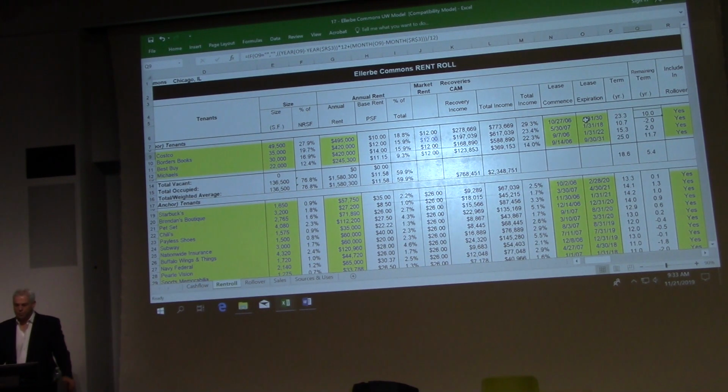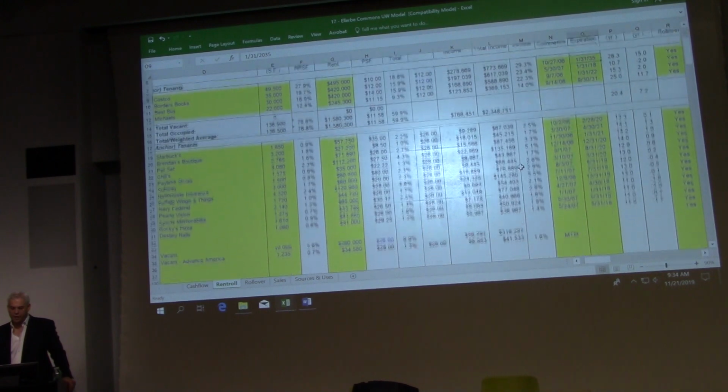Okay, so I'm looking at the remaining term. Like if this was 2035, just make it over. Then you're like, okay, it's Costco, they're on a long-term lease, great credit. That's as much of a set it and forget it tenant as you could possibly have.